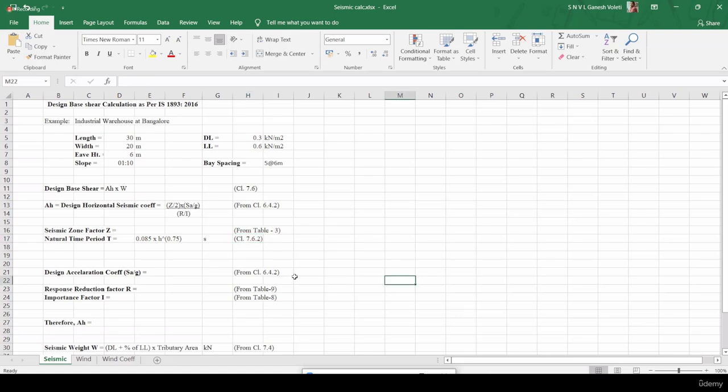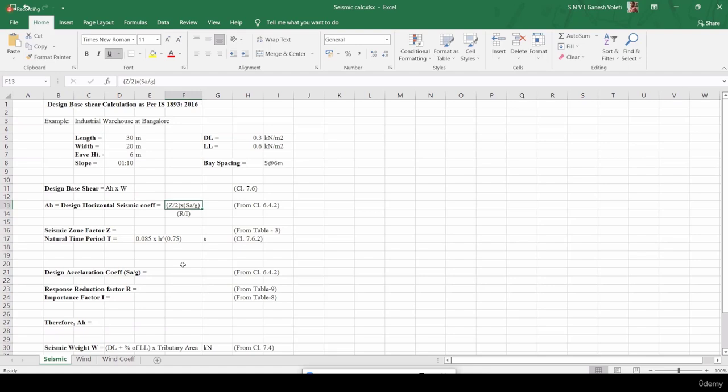Most of you will get confused looking at all these. If you want, I'll provide this Excel sheet to you so that you will get a clear idea how to calculate the design base shear. To calculate design base shear, we need the design horizontal seismic coefficient. To calculate that, we need the zone factor and design acceleration coefficient. R is the response reduction factor, whereas I is the importance factor, depending upon the usage and purpose of the building.